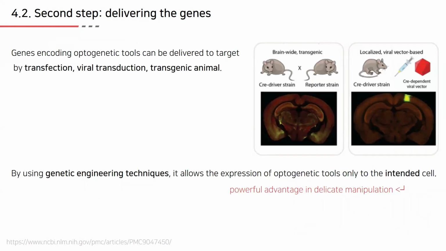Genes encoding light-sensitive proteins can be delivered by transfection, via transduction, or the creation of transgenic animal lines. Genetic engineering techniques allow the expression of optogenetic tools only in the intended cells, and this is a powerful advantage in delicate modulation.